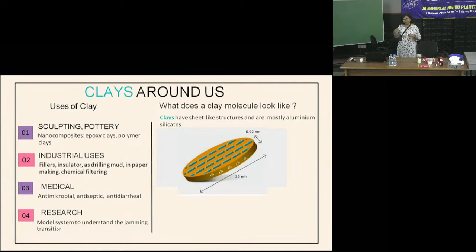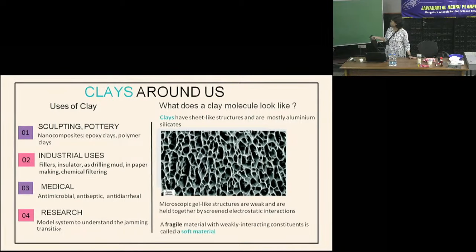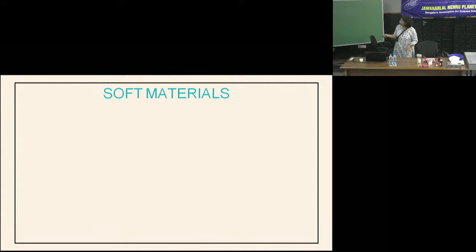This is a very weak interaction. The takeaway with this picture is that clay, as with many of the other substances we'll be talking about, can be classified as weak, okay? So this is, like I said, a prototype of a soft matter. Any material with a very fragile underlying structure, whose constituents interact very weakly, we call a soft material, okay? There'll be a lot more on this later.